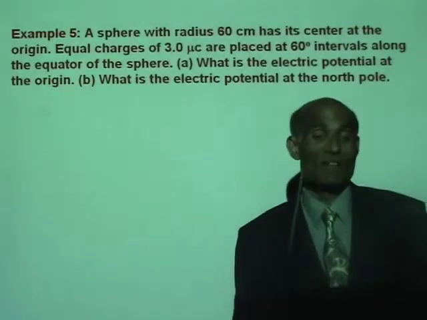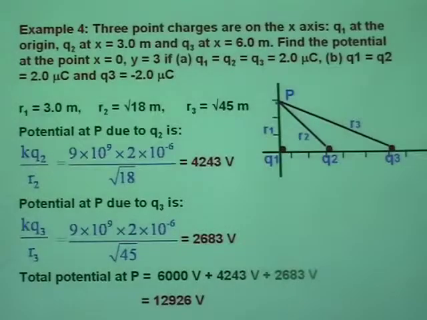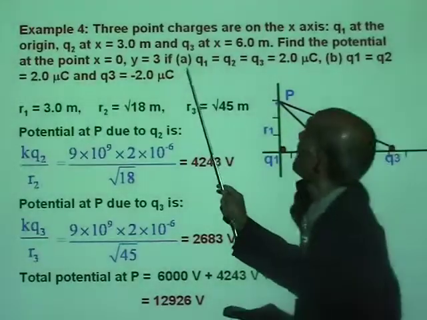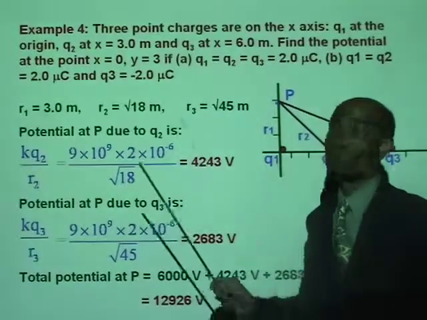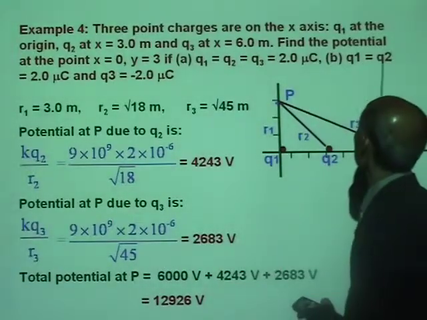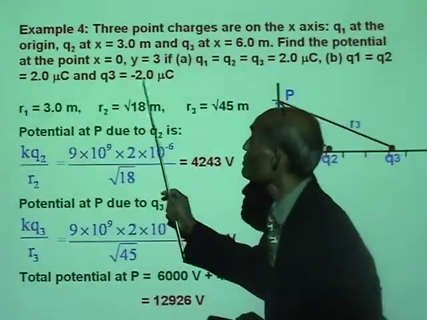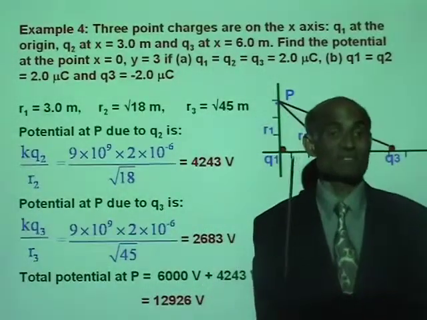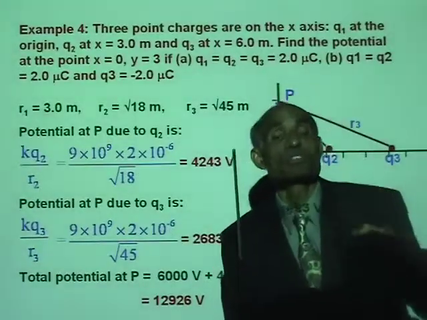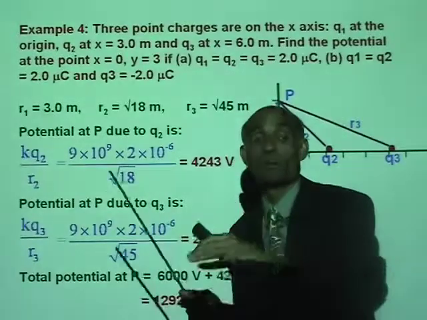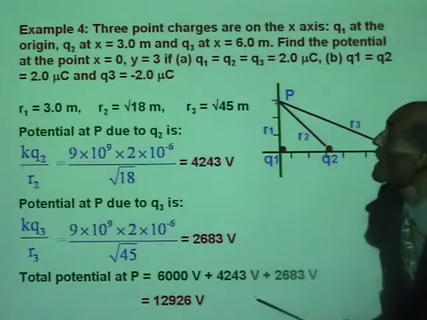Now, you notice that there is a B part. Let me go back to that. I have a B part in here. I'm going to leave that for you to do. Well, when you do this, you understand that the potential due to Q1 and Q2 will be positive, and the potential due to Q3 will be negative, and therefore the total potential will be the potential due to the first plus the second minus the third. Alright, try that on your own and let me know.